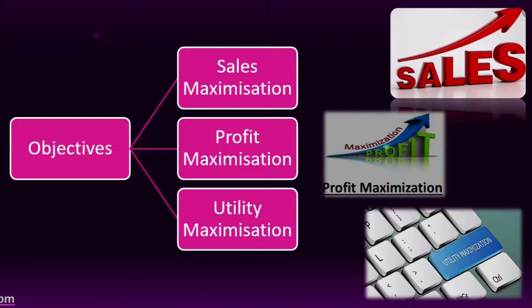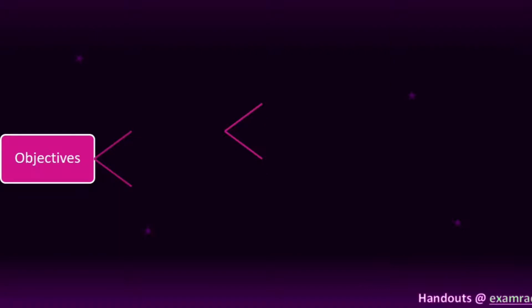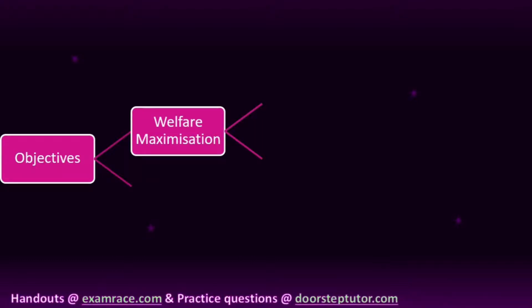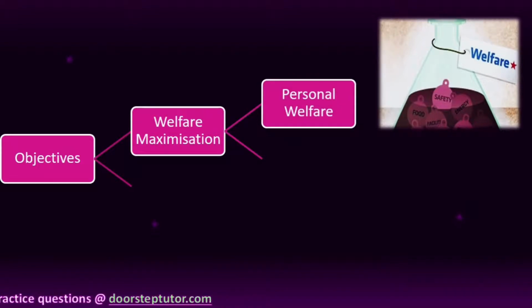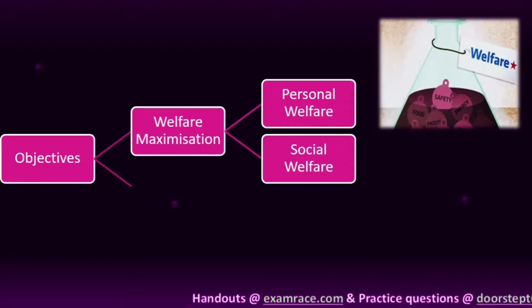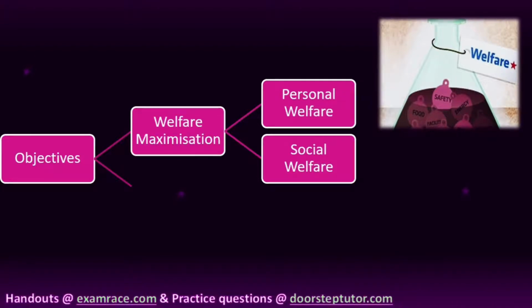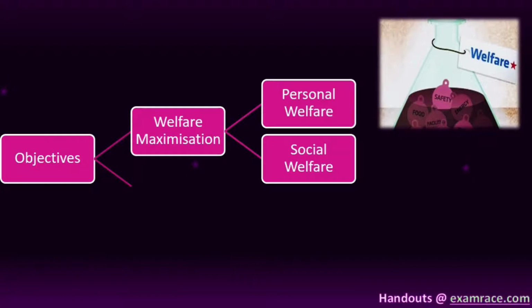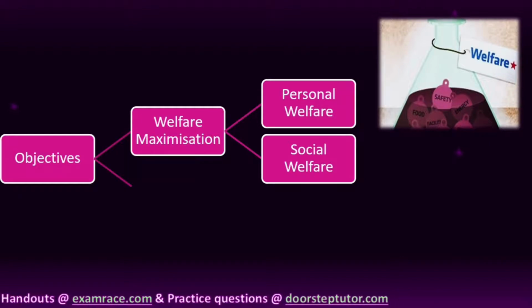Coming up to the next objective, which is welfare maximization. Welfare maximization is further divided into two other objectives: personal welfare and social welfare. Talking about personal welfare, the people who make decisions for business are in fact people. They have likes and dislikes. They have personal goals and aspirations, just like people who do not make decisions for the firm. On occasion, these people use the firm to pursue their own personal welfare. When they do, their actions could enhance the firm's profit maximization or, in many cases, prevent profit maximization.